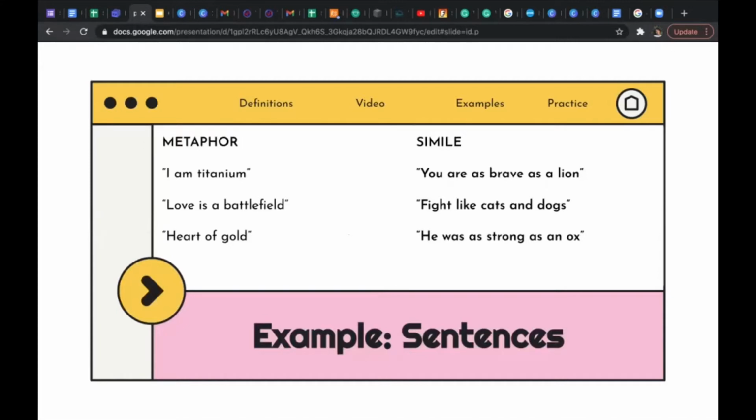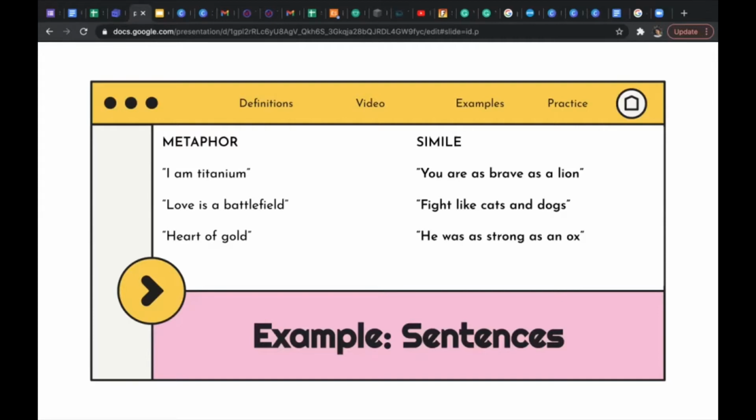They are comparing themselves to this metal because they feel they are strong and invincible like titanium. Same thing with love is a battlefield. A battlefield is dangerous and confusing and difficult, and that's the view this person has on love. These comparisons, these metaphors, make us understand the concept that the writer, or in this case, songwriter, is trying to display.